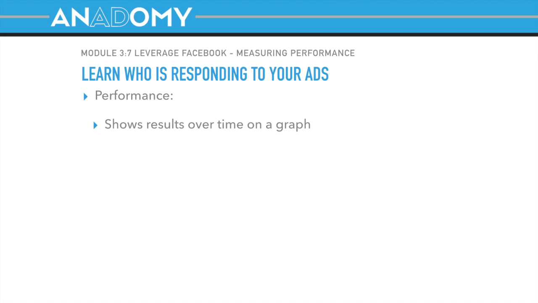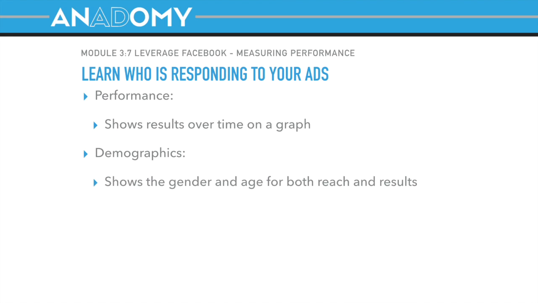The second thing you can learn about who's responding to your ads is demographics. In the Demographics tab in Ads Manager, you'll be able to see the gender and age for both your reach and your results.